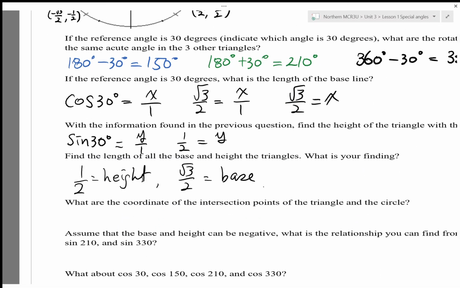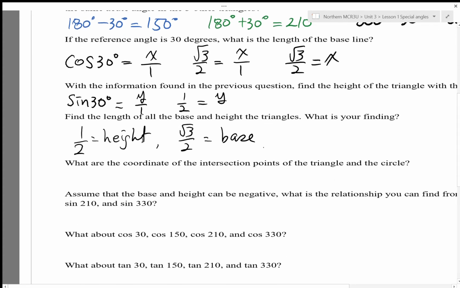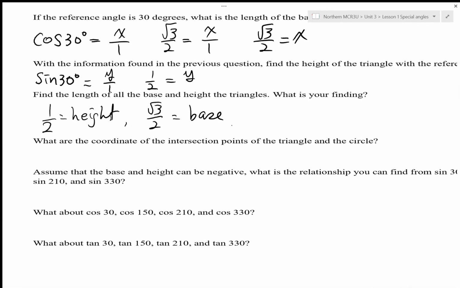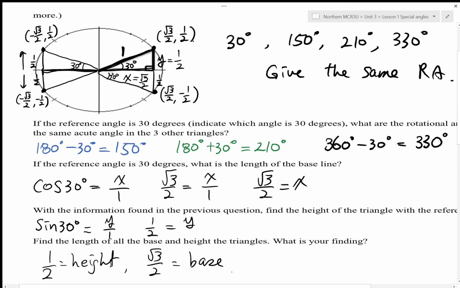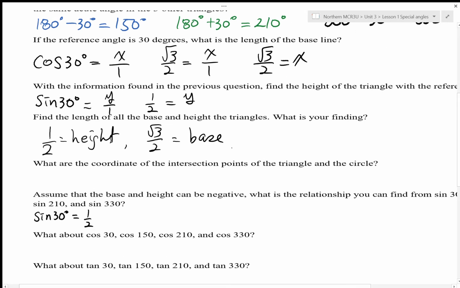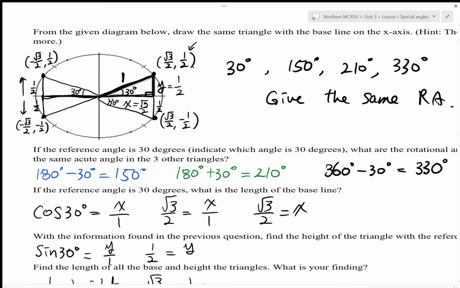Okay, so that's what it's asking. So what are the coordinates of intersection points of the triangle? So we already found it. Now assume that the base and the height can be negative. Now what is the relationship you can find from sine 30, sine 150, sine 210, and sine 330? Well, if you look at this, sine 30 is 1/2, the y value of it, isn't it? The height of it. Sine 150, if you look at it, is also 1/2.